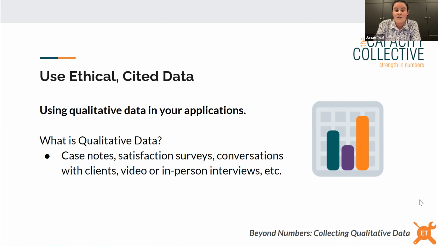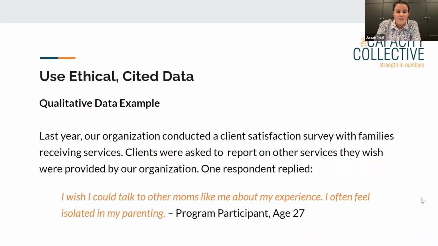Data is not just in the form of numbers, it also is in the form of words and stories and testimonials. So what does that look like in a grant application? How would you incorporate that into a grant application? So here's an example of how you could do that.